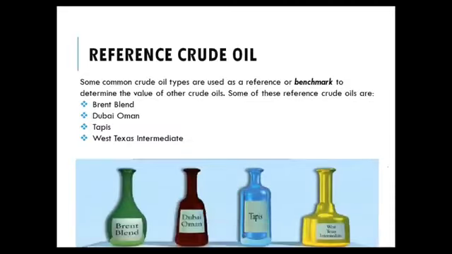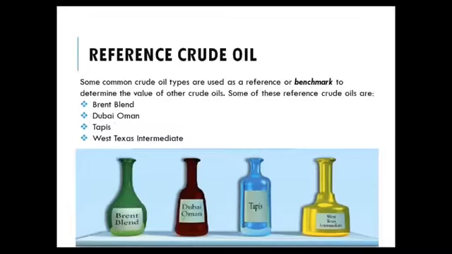Usually Brent crude and WTI are the most well known. The different reference crudes are Brent Blend, Dubai, Oman, TAPIS, and West Texas Intermediate. West Texas Intermediate is mostly what the US refers to. This is not the only reference crude; there are many others. We get all these details from organizations like Argus, Platts, and OPIS.